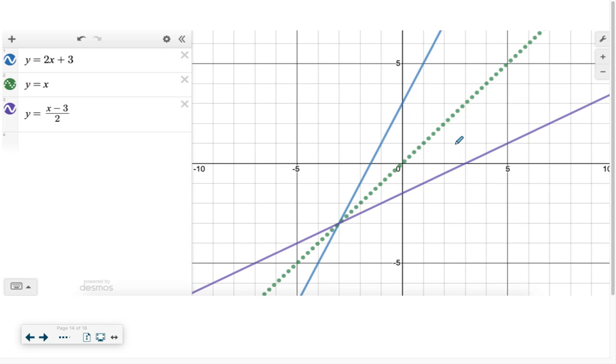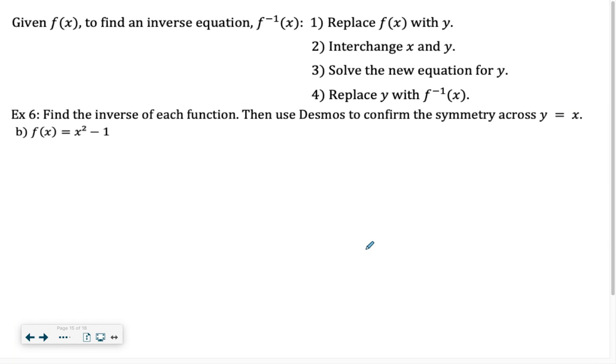So I went ahead and plugged both of those into Desmos, along with the line y equals x here. And we can see that they are reflections of each other across the line y equals x. All right? In our next example, we've got x squared minus 1.